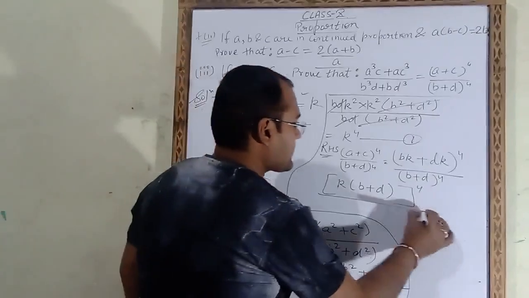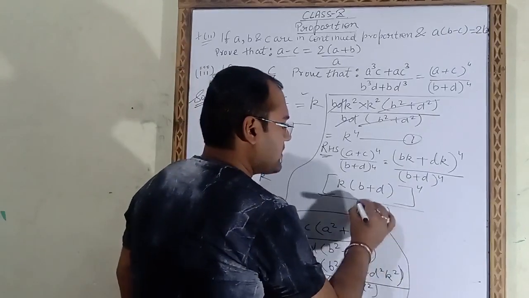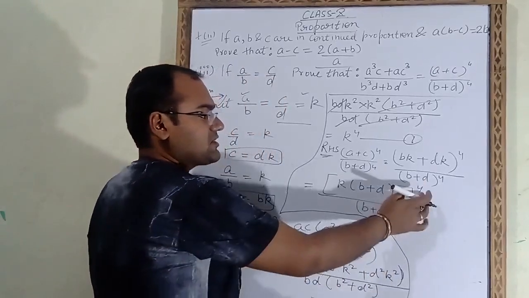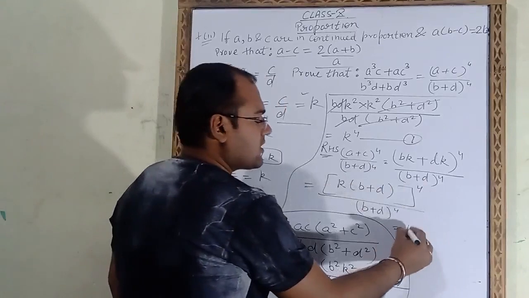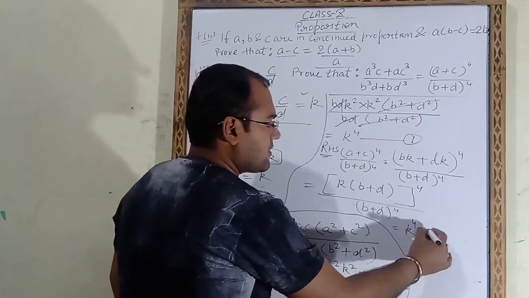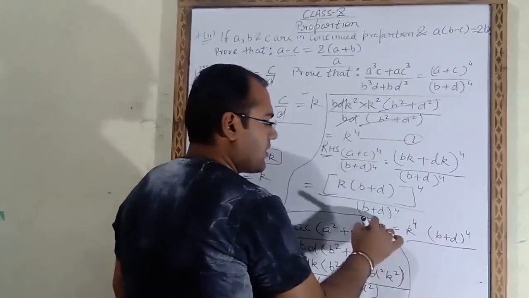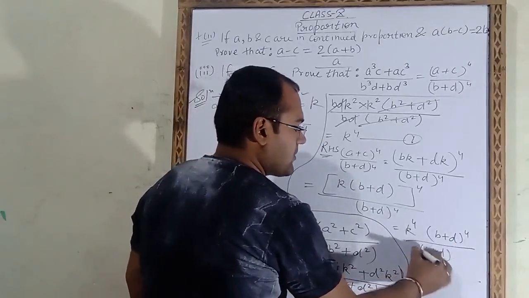Upon B plus D power 4. Denominator we have to write as it is. Now the next step is this 4 we have to write on both the terms. On K also we have to write 4. On B plus D also we have to write power 4. Upon B plus D whole power 4.